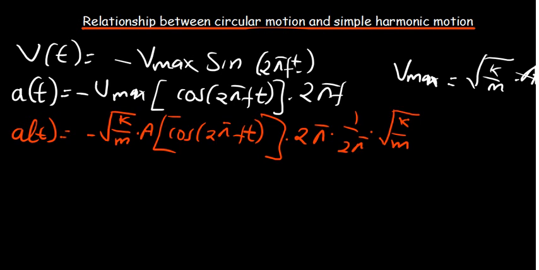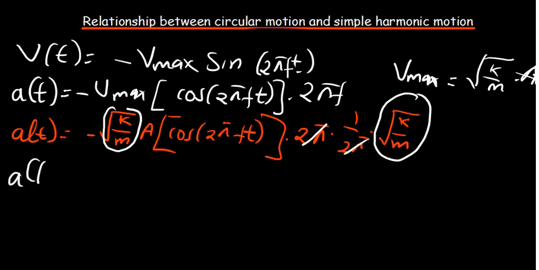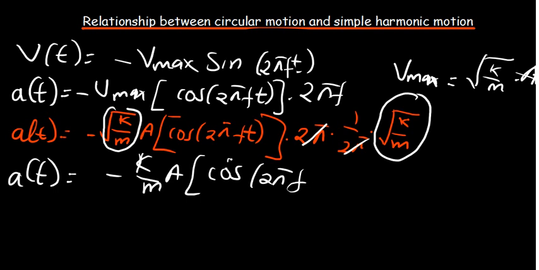So as we can see from here, we can come to the conclusion that since these two are equal, they are going to cancel each other. We have this one here and this one here. If I do the math, they are going to cancel each other, the square root is going to go. Therefore, I'm going to have negative k over m times A. This is what I'm going to have.